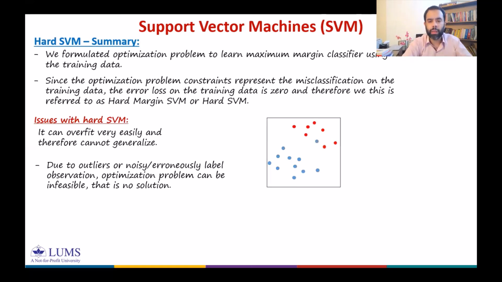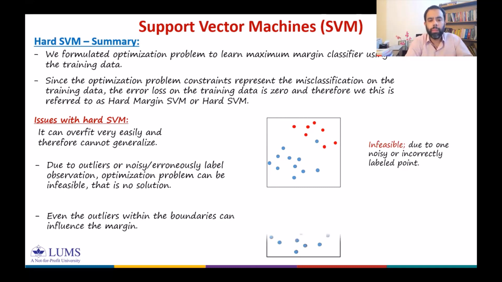For example, consider this case. Only this single point, this blue point here. This could be here due to an erroneous label, or it could be an outlier, or it could be due to some noise in the measurement. But the presence of this single outlier, when you try to find the SVM, hard SVM, using the optimization problem, the problem would be infeasible because the data is not linearly separable, and that was the first assumption we had.